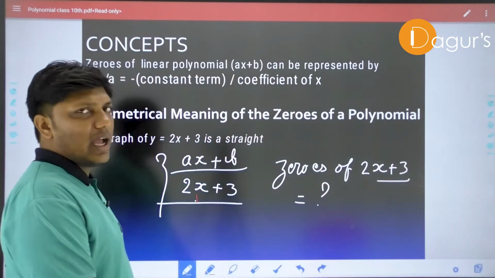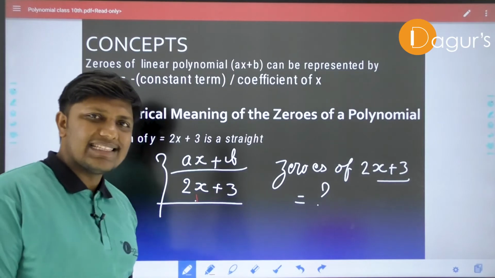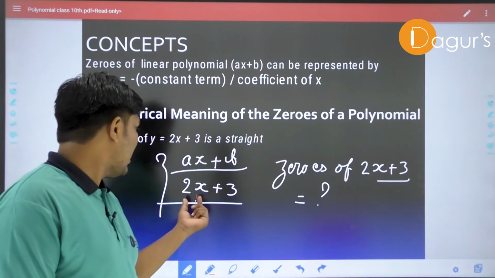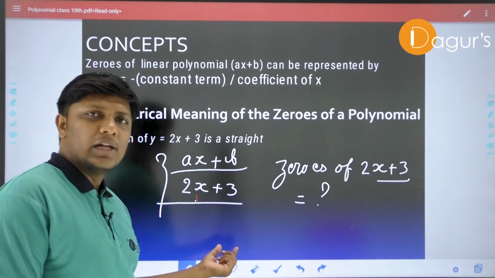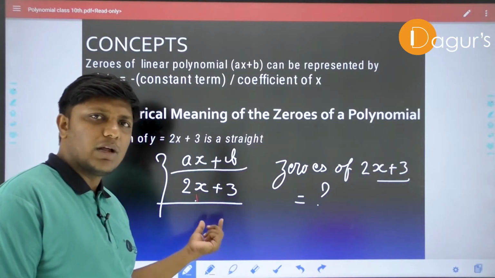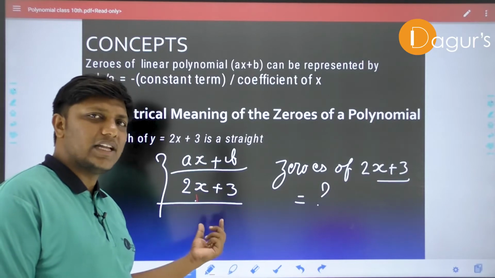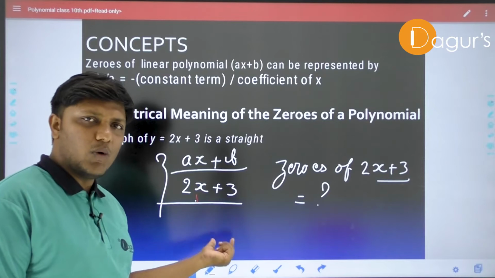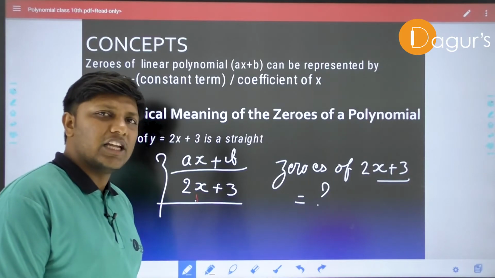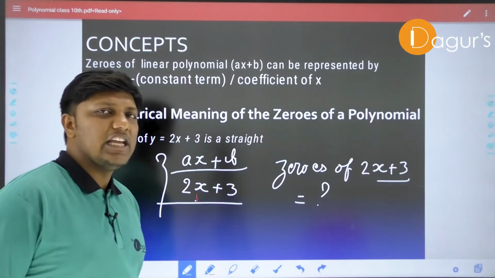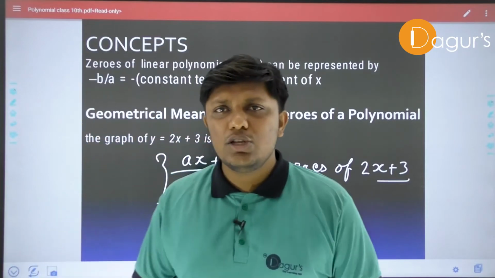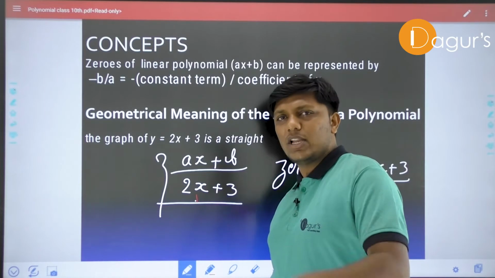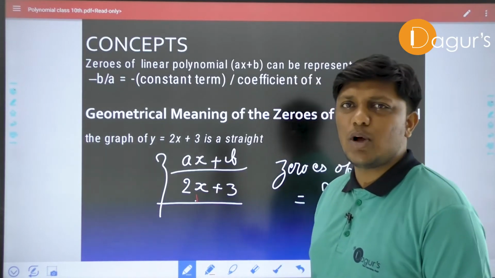As you know, in the previous class you studied that this one is a linear polynomial. Why is this a linear polynomial? Because the power of this polynomial is only 1, so this is a linear polynomial. And if there is any linear polynomial, then you know that the zeros of that polynomial will be 1 only. So the zeros of this polynomial will be what?